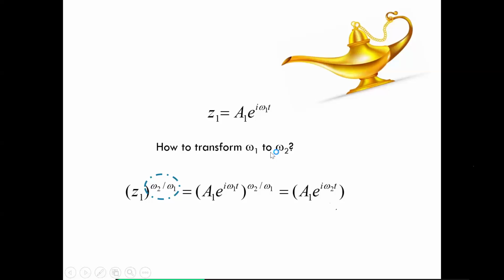What is the operation? Let us say there's an oscillator of frequency omega 1. Its state is Z1, given by A1 into e power i omega 1 t. Now I want to change the frequency of this oscillation instantaneously to omega 2. How do I do that? Just raise Z1 to the power omega 2 by omega 1. See then what happens. Z1 to the power omega 2 by omega 1 means A1 into e power i omega 1 t, raised to the power omega 2 by omega 1. Omega 1 gets cancelled and you get A1 into e power i omega 2 t. This oscillation is at a different frequency, omega 2.